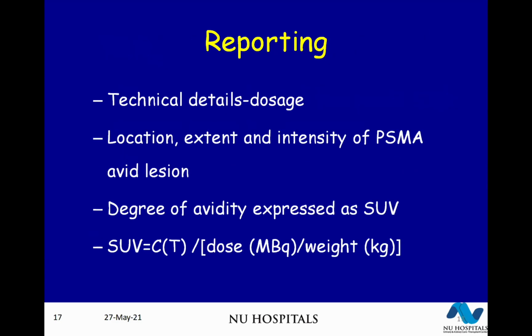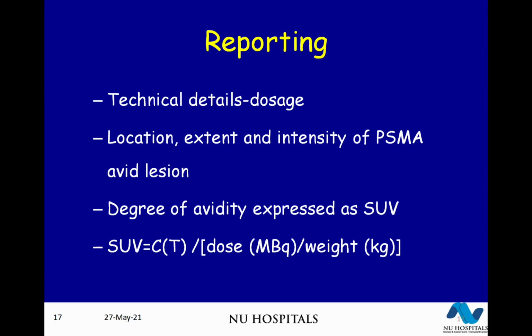Reporting, as we discussed the technical details and dosage. The important thing we need to mention in the report is the location where it is present, the extent and the intensity of the PSMA avid lesion. That is what is important in the reporting. The degree of avidity is expressed as the standard uptake value, either the mean or max, which is based upon a standard mathematically calculated formula, sir.